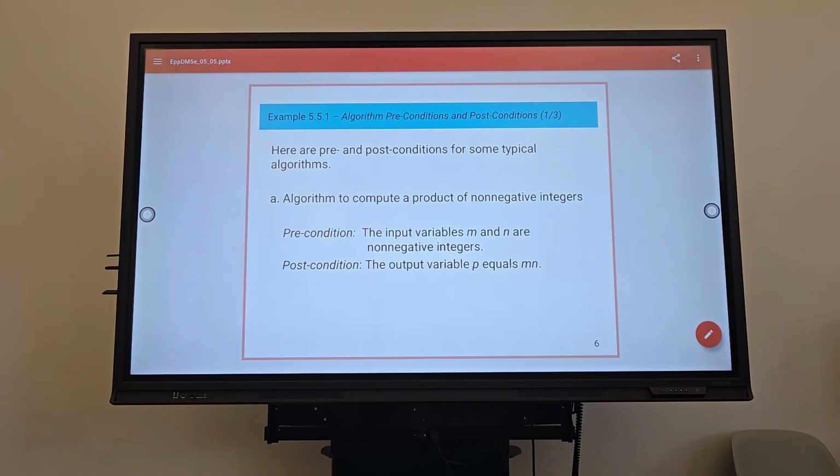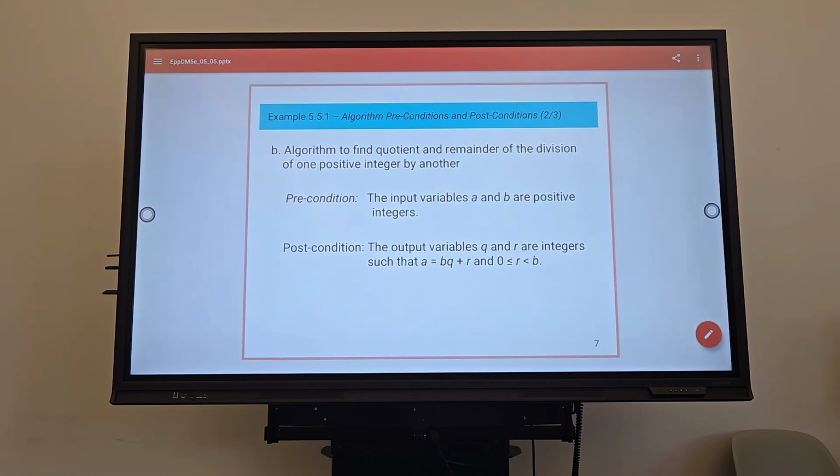Algorithm to compute a product of non-negative integers. Precondition, the input variables m and n are non-negative integers. Postcondition, the variable p equals m times n.